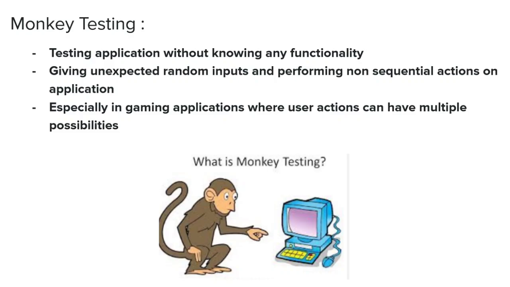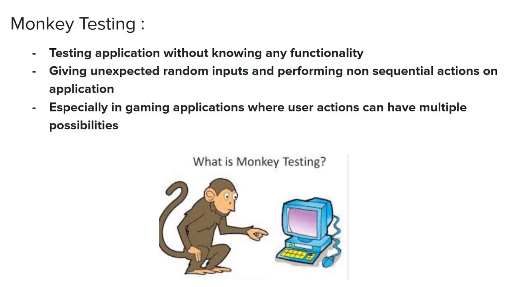Let's take a simple example of a gaming application. If you give that gaming application to children, what will they do? They will randomly click on some buttons. They will randomly start the application. They will randomly click on some game element. They will randomly select any option from that application. They will not follow any traditional behavior. They will not follow any sequential behavior on that application. Such type of testing is called monkey testing.